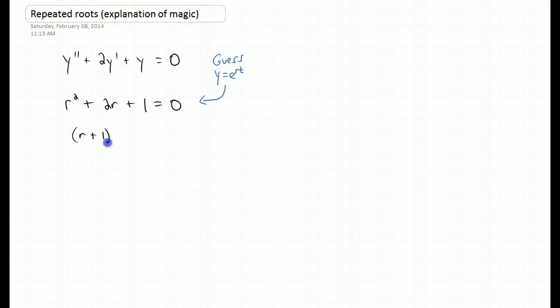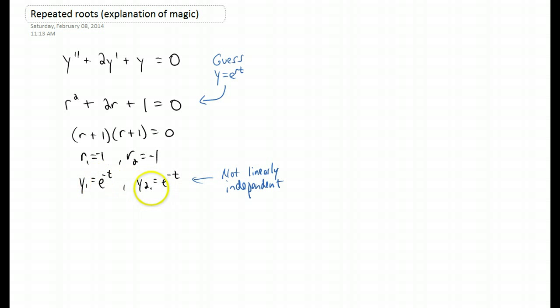And in this case, we can actually factor this into r plus 1 and r plus 1, and we get two values for r. And each value for r gives us a solution to the differential equation. The problem here is that we don't get two linearly independent solutions. We get two solutions that are exactly the same. And we know that since this is a second order DE, we should get two linearly independent solutions to form our general solution. What we can do to fix this, just in this example, is we can actually take one of the solutions and just multiply it by t.